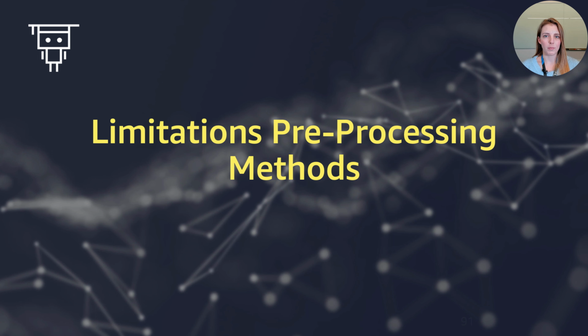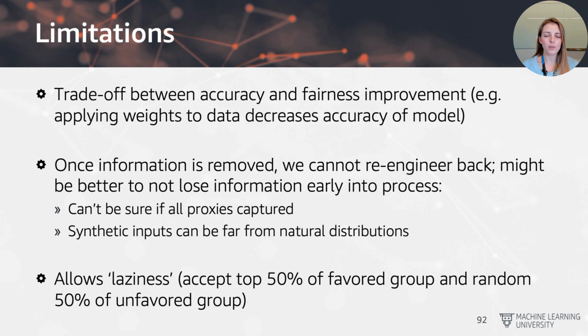To wrap up on the pre-processing methods, let's briefly discuss some of the limitations. So we already know that there are trade-offs between the primary objective and the fairness improvement, the mitigation of bias that we want to achieve. More specifically, some of the issues with the methods that I introduced on the earlier slides: in the suppression technique that I showed you, once the information is removed, we cannot re-engineer it back. So it might actually be better to keep the data as is and not perform any transformation or delete any features, because then we can investigate later on in the life cycle as well.